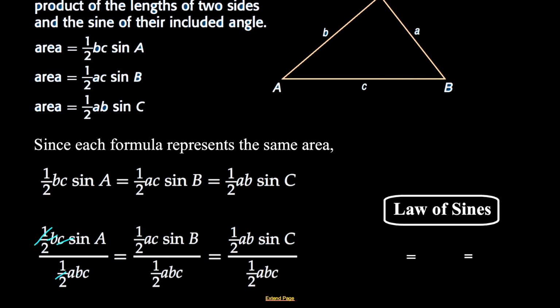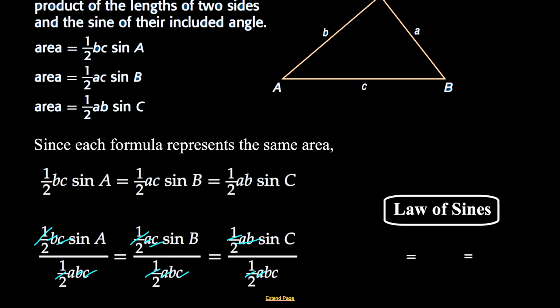So B and C are gone, so I'm going to have the sine of A over A. Over here on this side, the 1/2 cancels, the A and the C are gone. There's A, there's C, so I have the sine of B over B. And on the right-hand side, you see the pattern. A and B are gone. I end up with the sine of C over C.